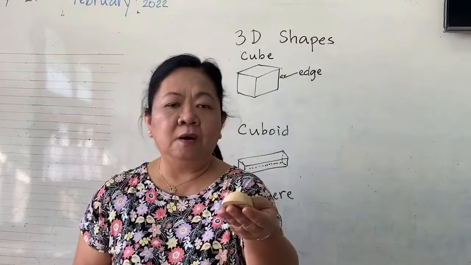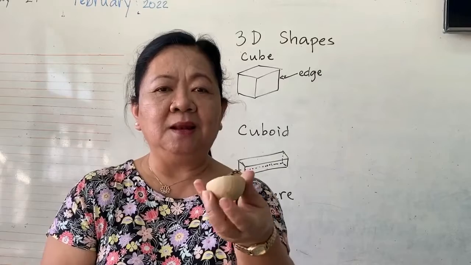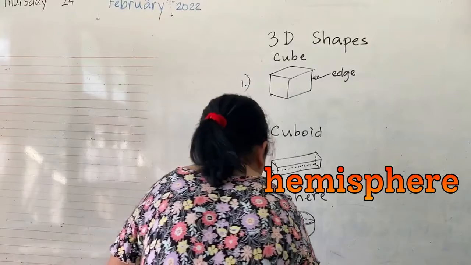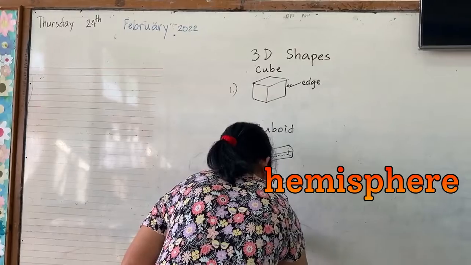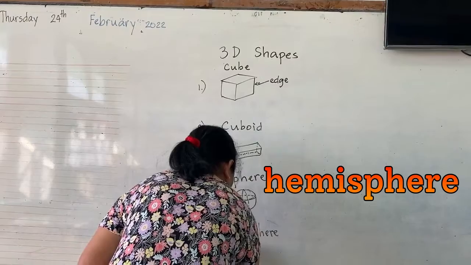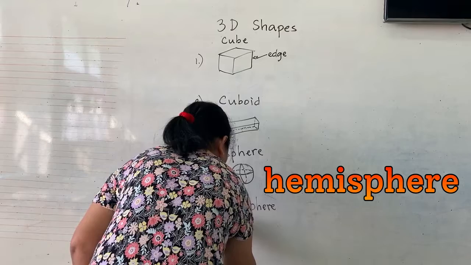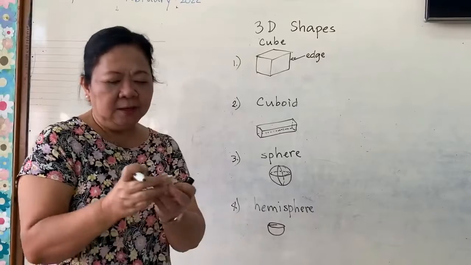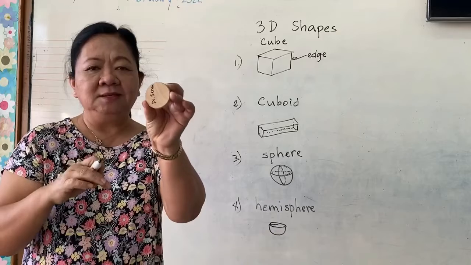Okay? Then, number 4, we have the half of a sphere. If we cut the sphere at the middle, we have this. We call this a hemisphere. You will think the top is an oval or an ellipse, but it is not. It is a circle.